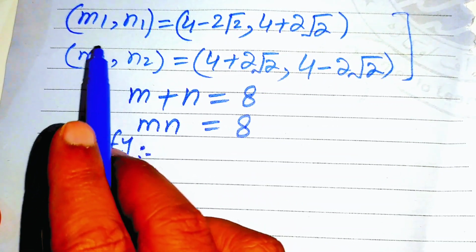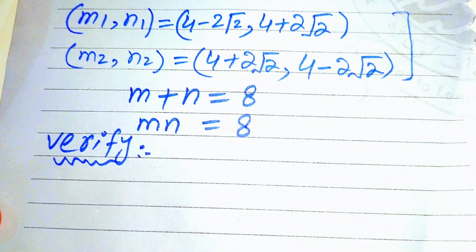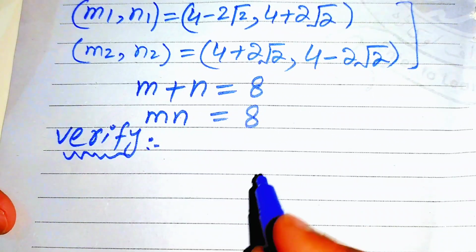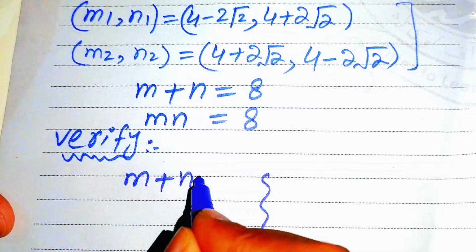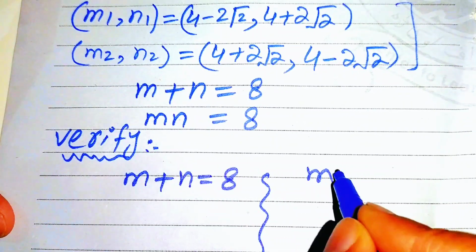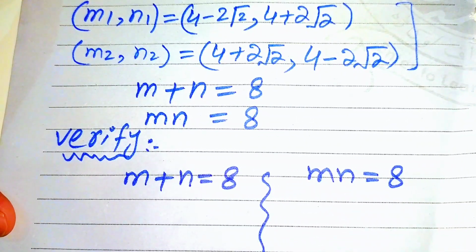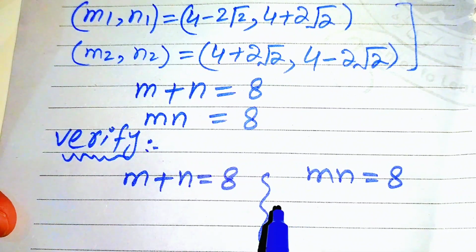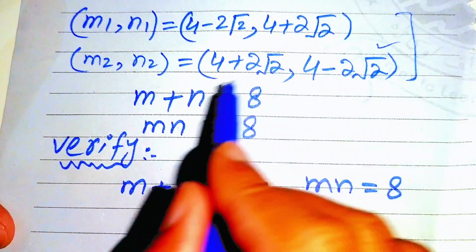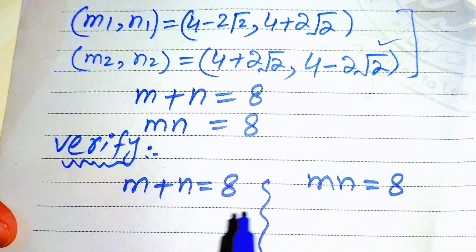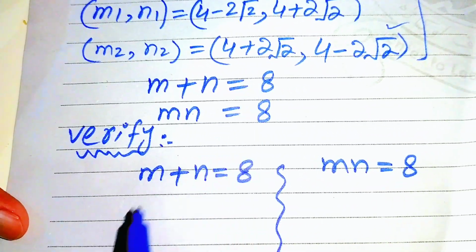So now we just put any one of these roots in these equations. Here we divide into two cases. So this is m plus n equals 8 and this is m multiplied by n equals 8. So these are the two equations in our given question statement, and now we choose these values of m and n, and we substitute them in both of the cases.